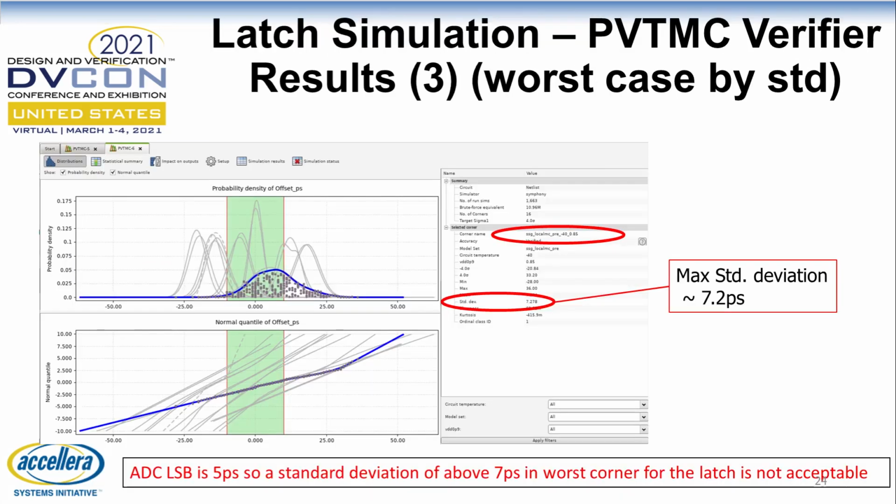The result here shows the worst case by standard deviation. Here you can see that my standard deviation offset of 7 picoseconds is entirely unacceptable for our case, where the LSB of the ADC is about 5 picoseconds. This is one essential piece of information that we have learned from this analysis.